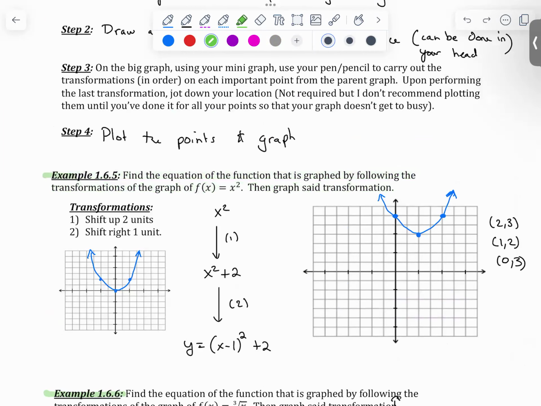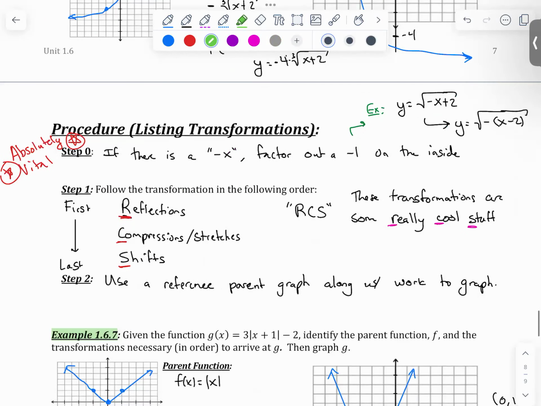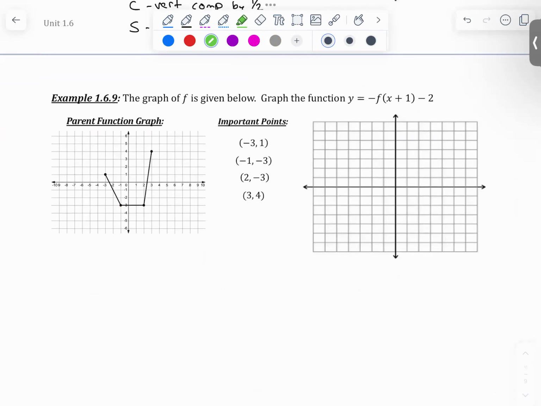All right. So this last one is kind of a conceptual problem where we're given a parent function that's not one of our normal library of functions. It's this kind of little weird cup shape, like a slanted cup. So the graph is given below, and we're going to graph the function y equals negative f of x plus 1 minus 2.